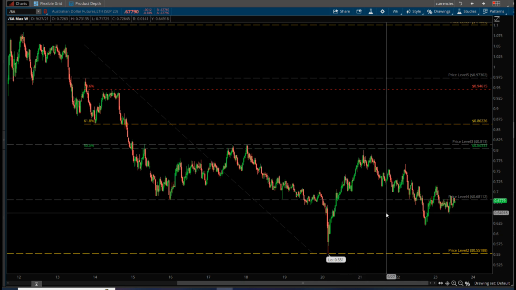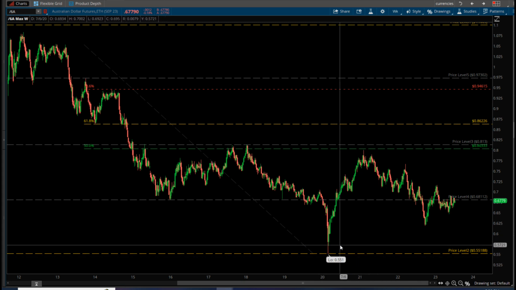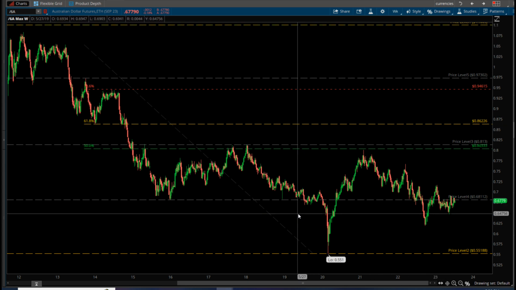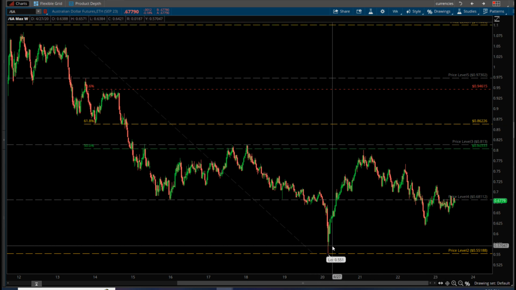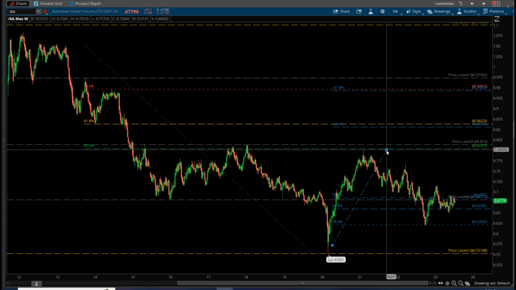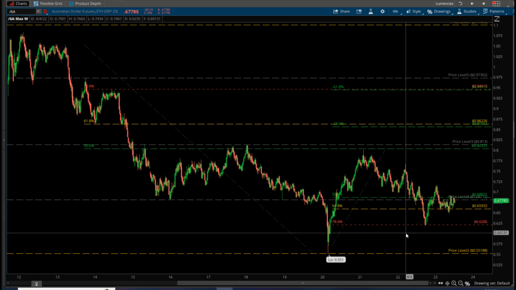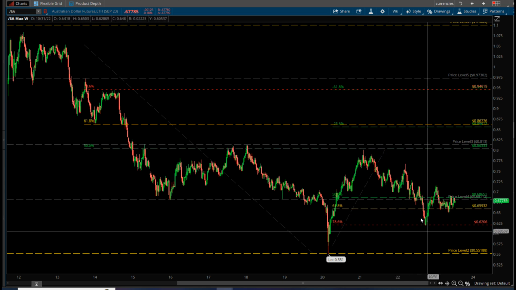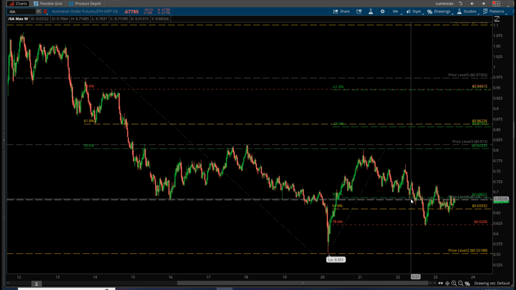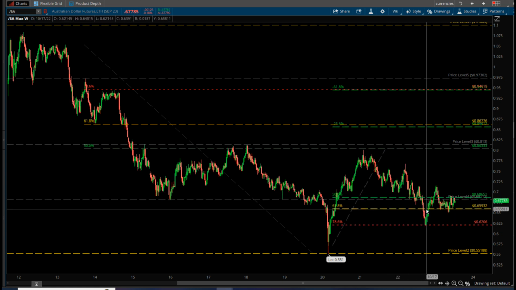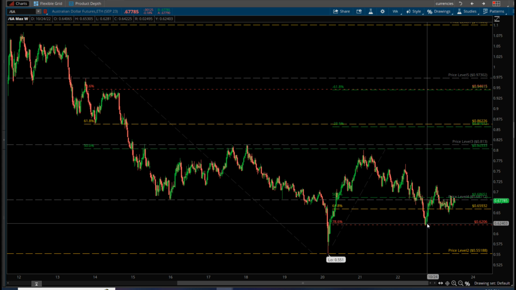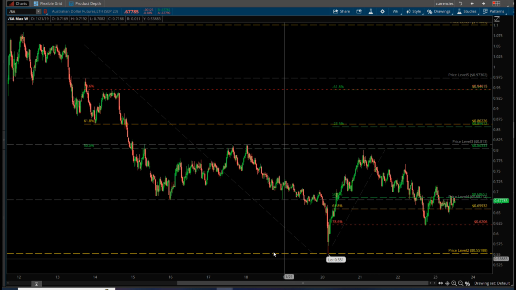And I then went ahead and did another fib from right at this point here up to the top where it hits the 50, and boom, right on the 50, goes through the 61.8, but turns back here right on the 78.6.